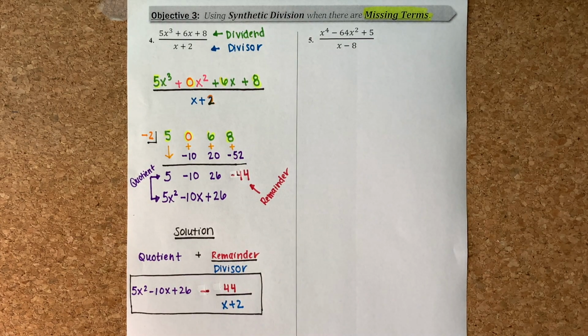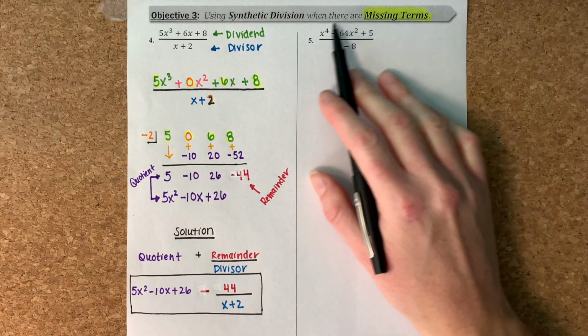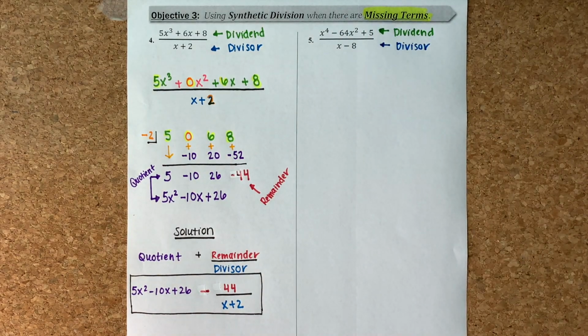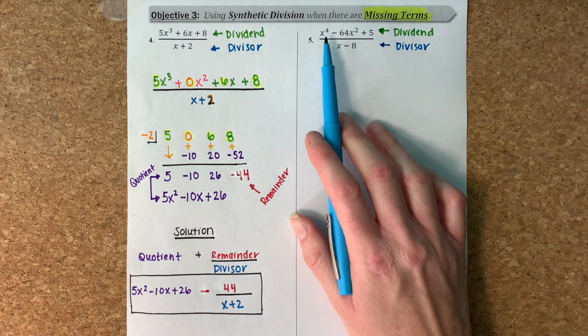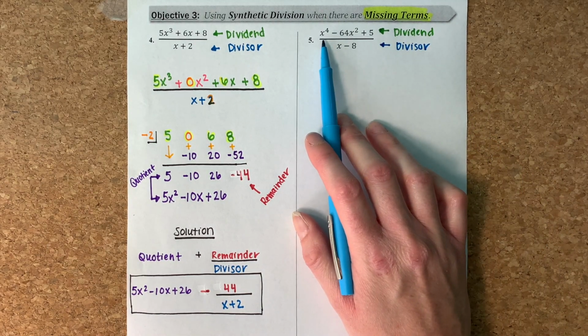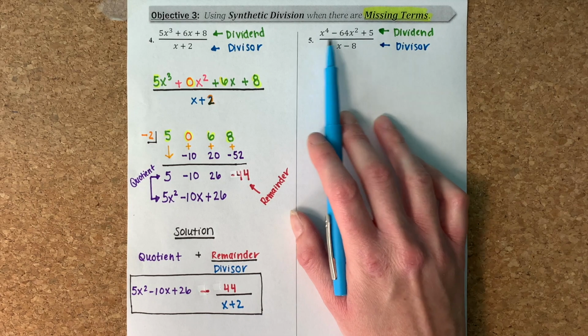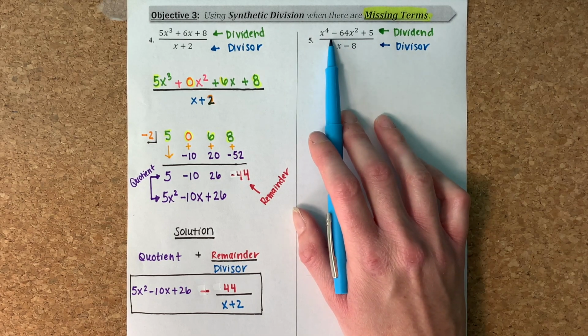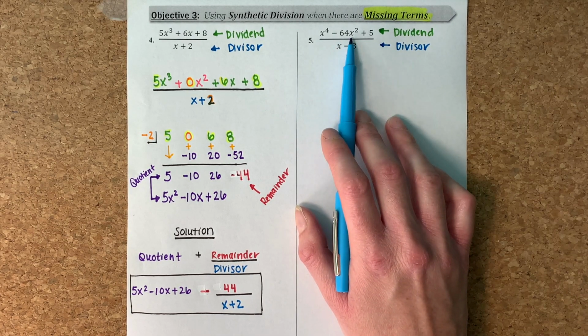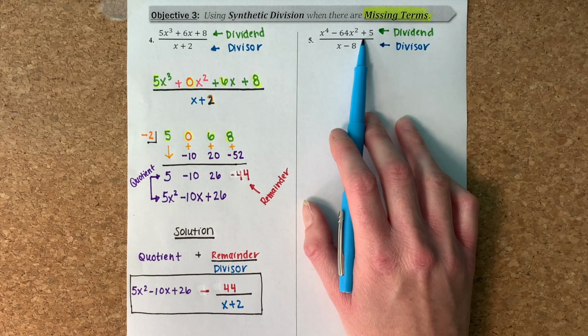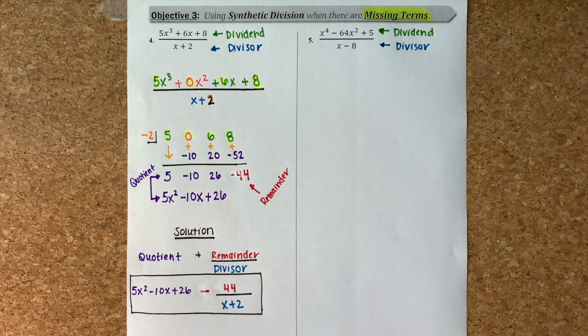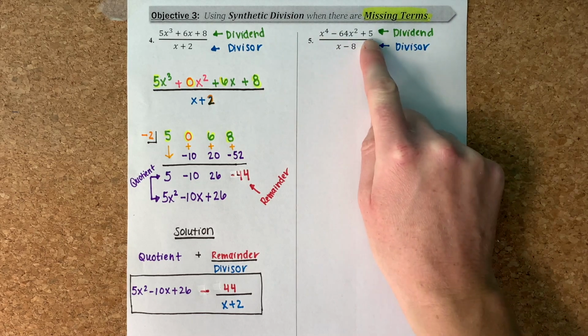Let's try one last problem involving missing terms. To start, I've labeled our dividend and our divisor. Now, we want to check our dividend and make sure that the exponents are in descending order, and they are, but we also have to check for missing terms. It looks like we go from x to the 4th to x squared, so we're missing an x cubed. Then we go from x squared to 5, so we're missing an x term. So let's rewrite this dividend, and we'll include zeros for our missing terms.